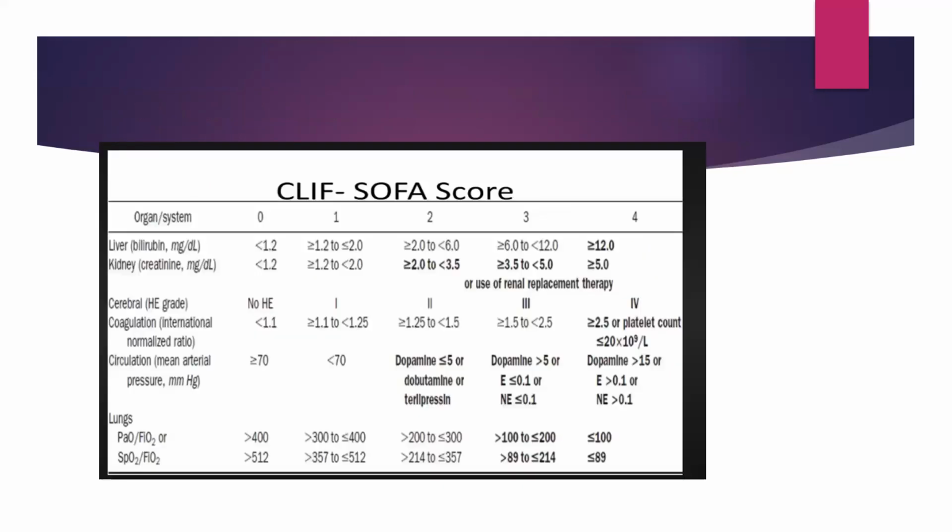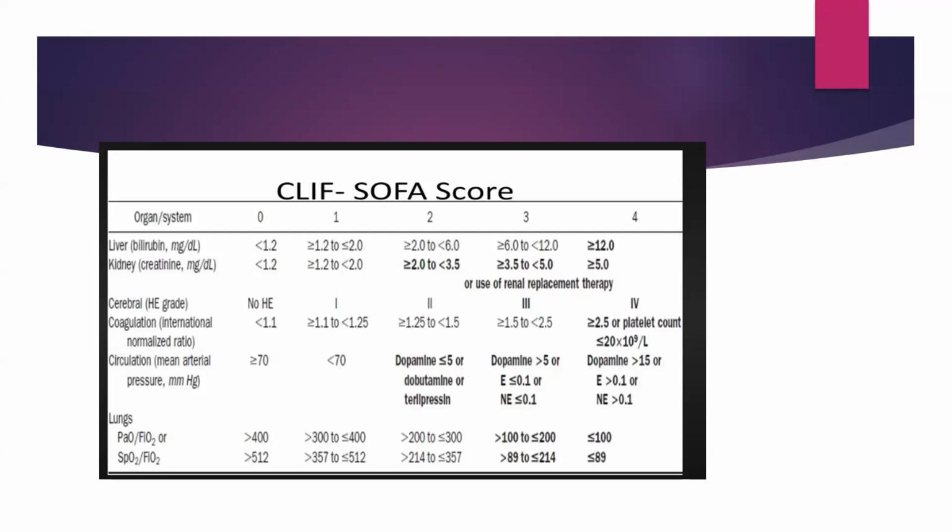Now, another score which we are using for classification is the CLIF-SOFA score. In that, we are including liver parameters, kidney parameters, cerebral parameters (cognition), coagulation (that is INR), circulation (that is mean arterial pressure), and lungs (PaO2 to FiO2 ratio, SpO2 to FiO2 ratio). Liver: if the score is 0, then bilirubin is less than 1.2; 1, bilirubin should be 1.2 to 1.9; 2, bilirubin should be 2 to 6; 3, bilirubin should be more than 6 to less than 12; 4, bilirubin should be more than or equal to 12.